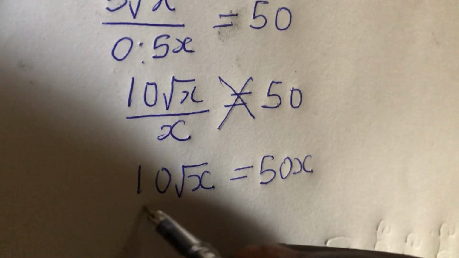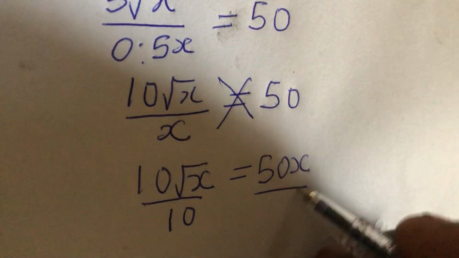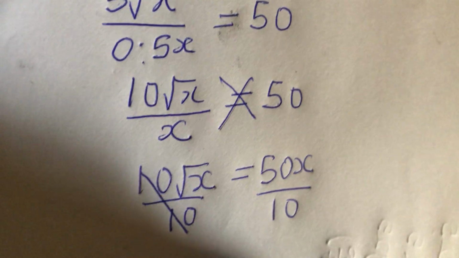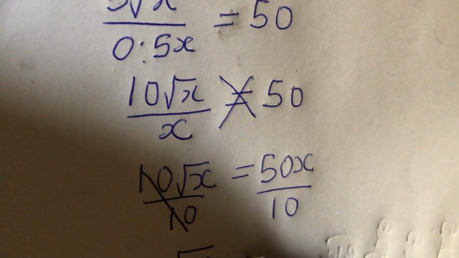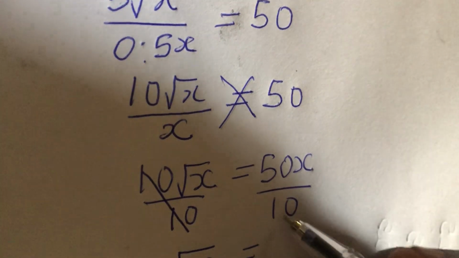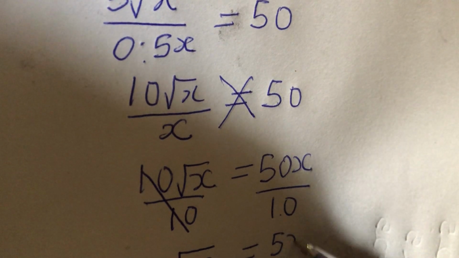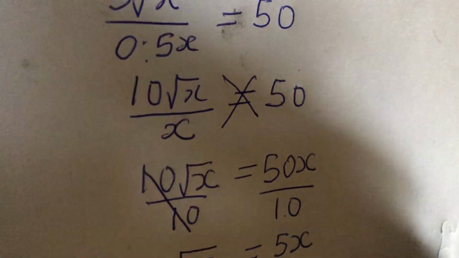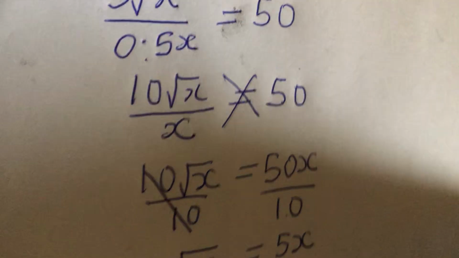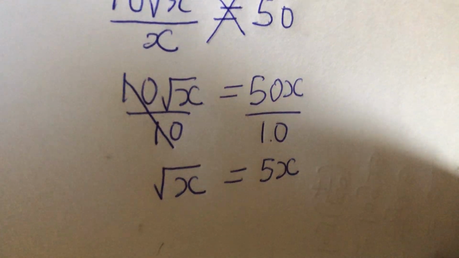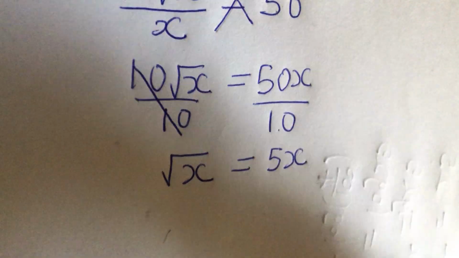So dividing both sides by 10, what do we have? We have root x is equal to 50 divided by 10, which is 5x. Now we haven't gotten to the final answer because we're asked to find the value of x. So what do we do from here?